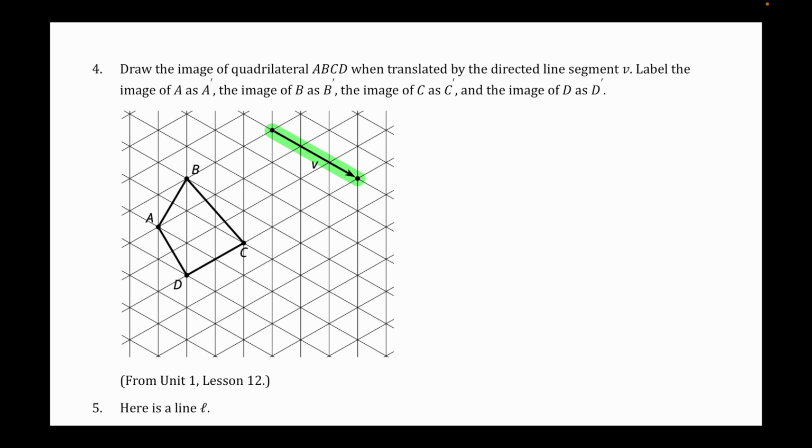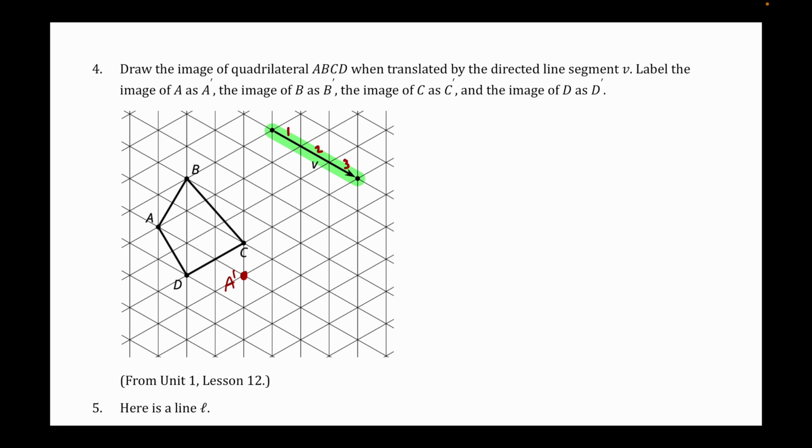So this looks like it is going 1, 2, and 3 units diagonally down to the right and following my actual grid lines. So I'm going to take each letter, and if we take A and follow it diagonally down to the right, 1, 2, and 3 grid lines, that would put it right here just below C. So I'm going to put my point here and label this A prime.